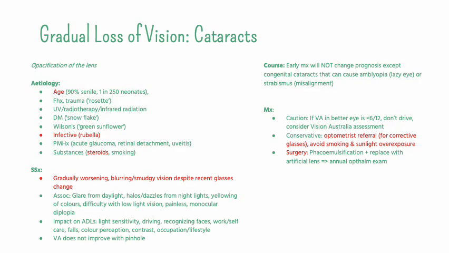Cataracts are the opacification of the lens and result in the gradual loss of vision. The main risk factors or causes of cataracts are old age, infective, and drug-induced, specifically steroids. The rosette, snowflake, and green sunflower descriptions that I have there are basically descriptive factors that describe how the cataract appears. So if you were to search that up on Google Images, you can see that the cataracts do actually have somewhat of a snowflake or rosette appearance.